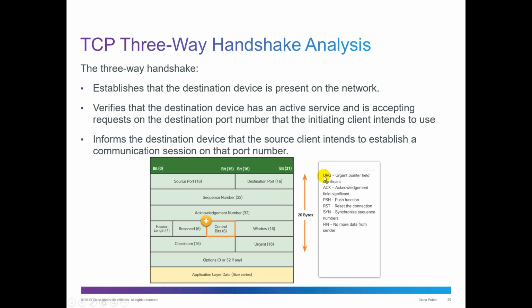You can see those things we were just talking about: ACK, acknowledgement; SYN, synchronize sequence numbers; FIN, no more data from the sender. Some of those things are over here, and you probably want to know what those mean: reset the connection, push function, URG for urgent pointer field significant. Really the only ones we'll deal with here are FIN, ACK, SYN.